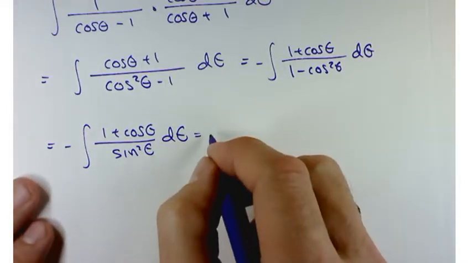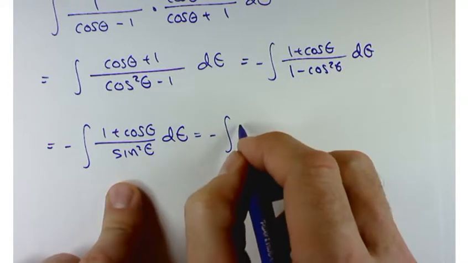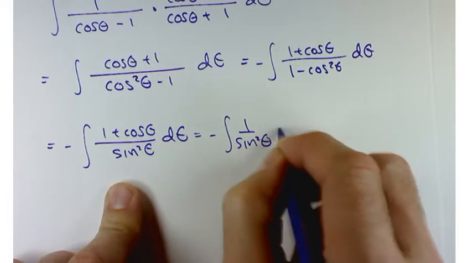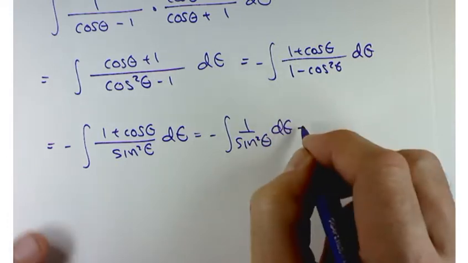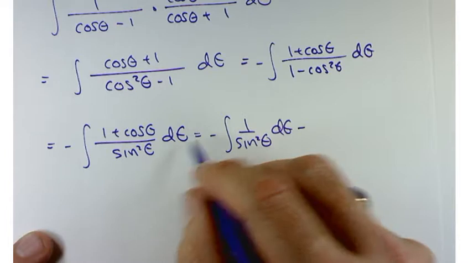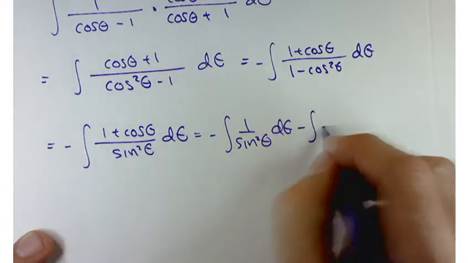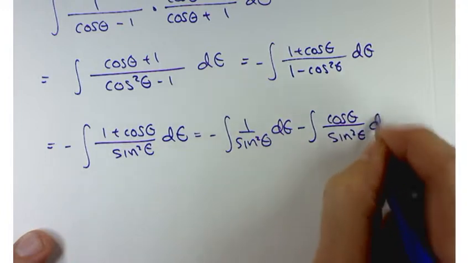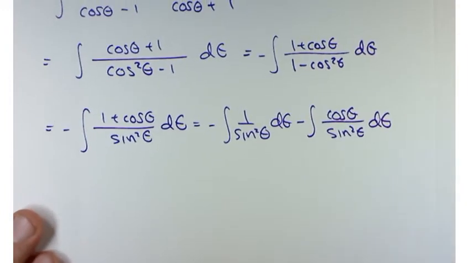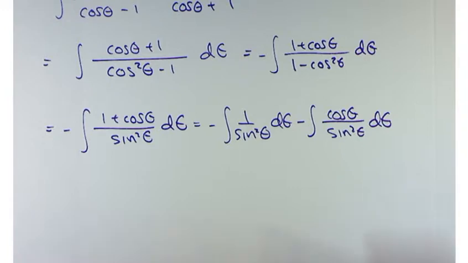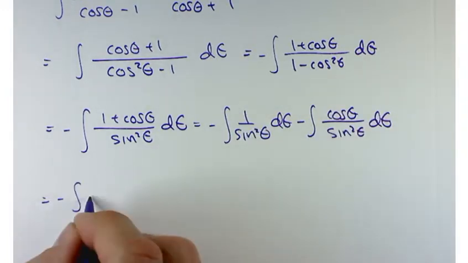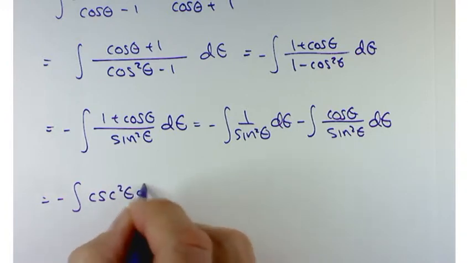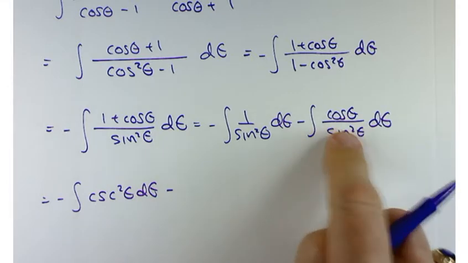So I can split that up as negative the integral of 1 over sine squared theta d theta, minus the integral of cosine of theta over sine squared of theta d theta. Now, one of these is something I probably wouldn't hit you with very often: cosecant squared of theta d theta. But the other one we should be able to do.